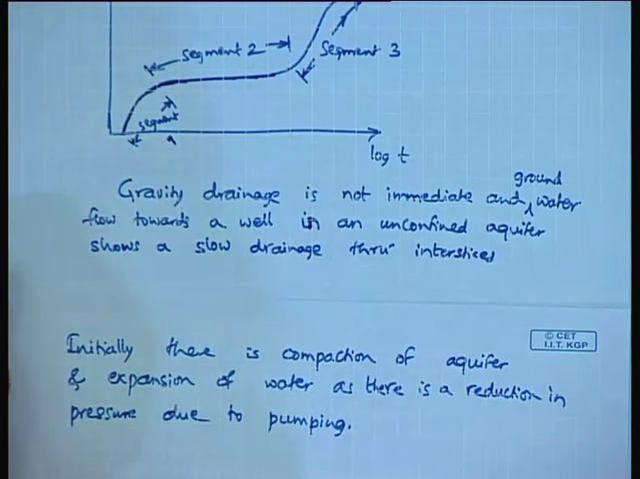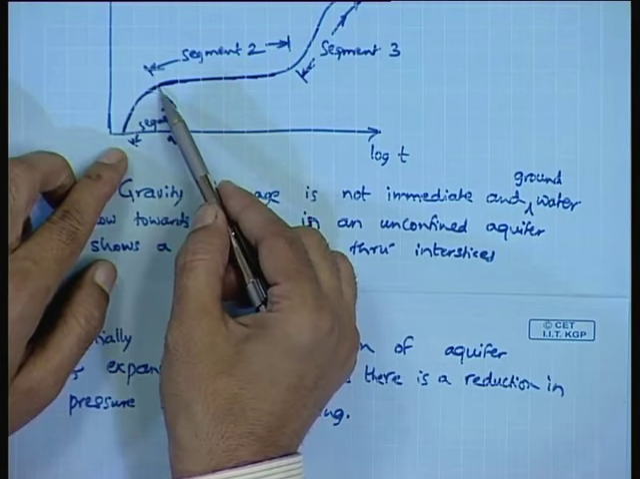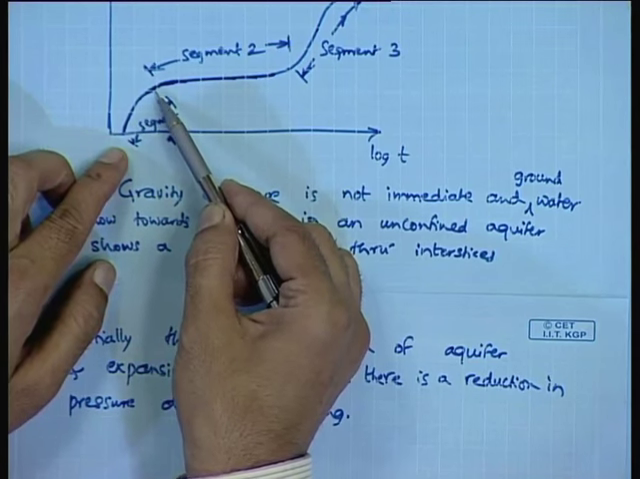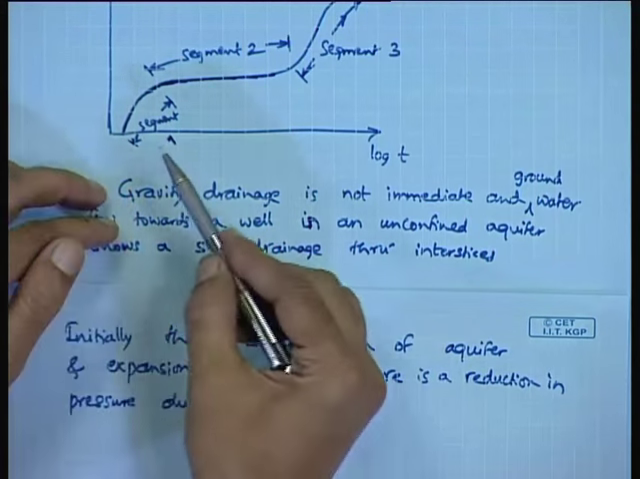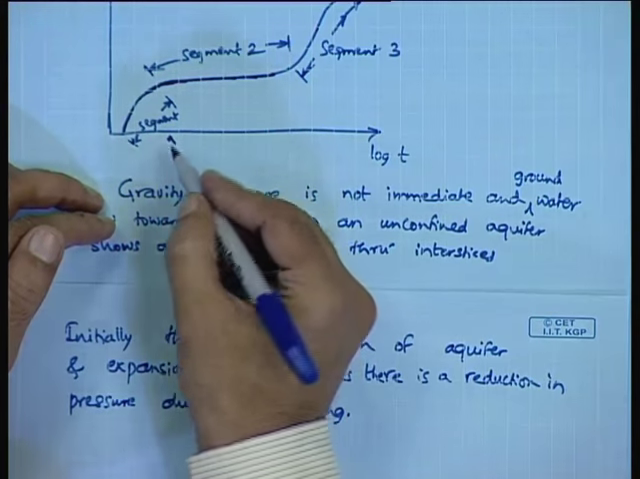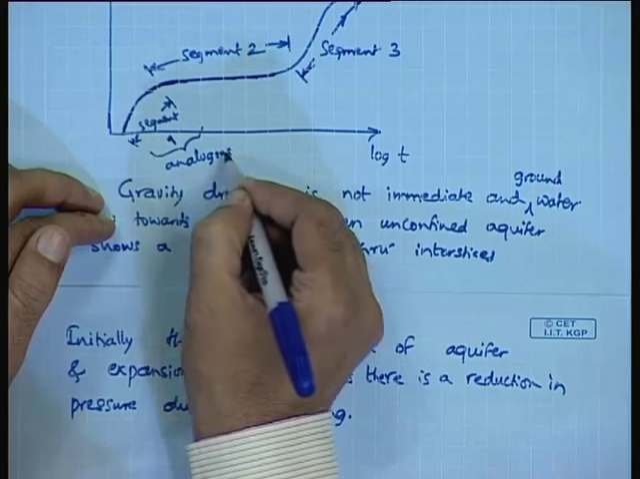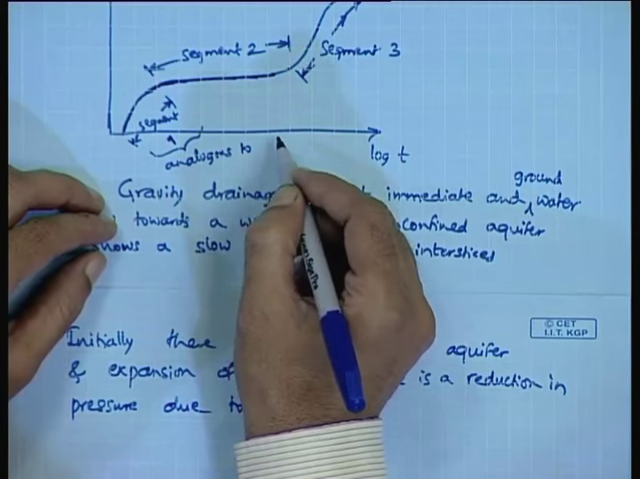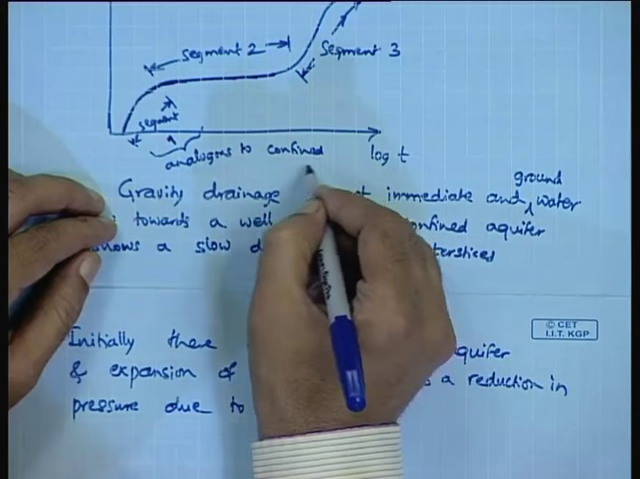This will continue for a very short while. And here the drawdown reacts similar to a confined aquifer, so in this region it more or less behaves like a confined or artesian aquifer or pressure aquifer. And afterwards this gravity drainage starts. So, this is segment 1, analogous to confined flow.